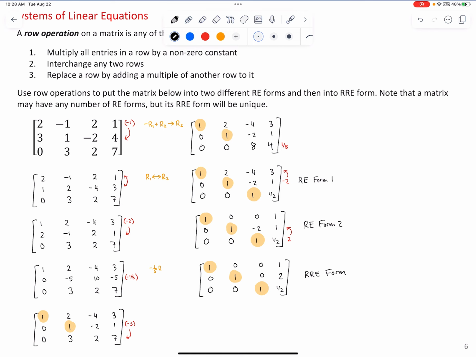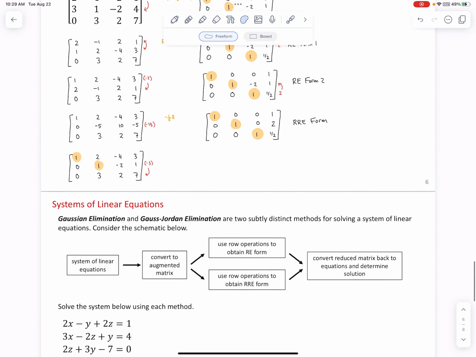Now, there are many possible different RE forms of a matrix. But if you're going for RRE form, by the time you get there, then you will have a unique representation, which means that no matter which approach you took here, these numbers over here would not be any different than what you're seeing. The RRE form is unique. Okay, let's go to the next page.